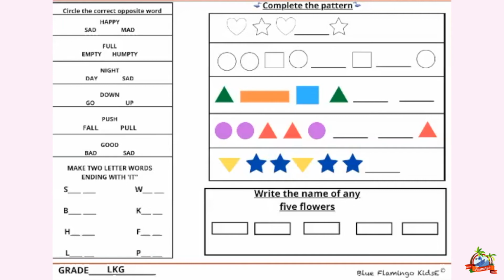Now, let us move to our last section, which is of EVS. Write the names of any 5 flowers. Okay, so I have already told you about 5 names of flowers. मैंने आपको last video में भी 5 flowers के बारे में बताया था. 5 names of flowers. Let us recall.